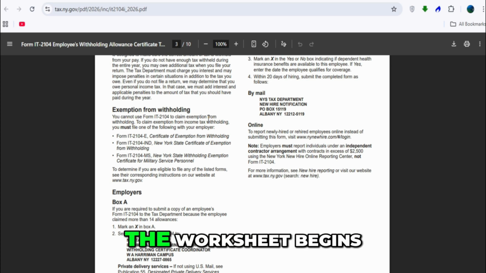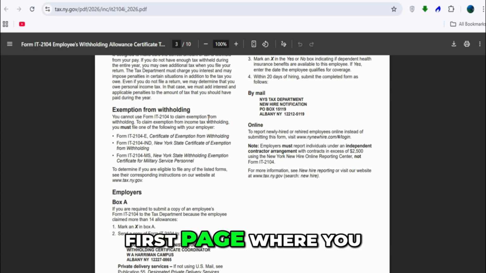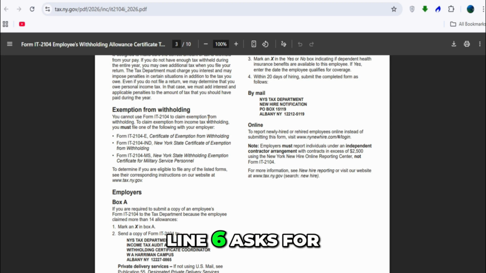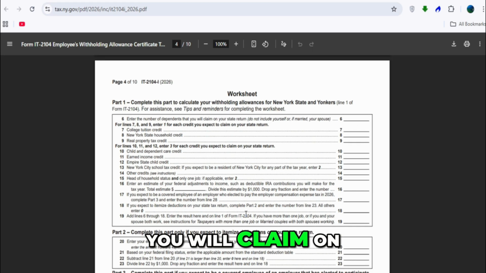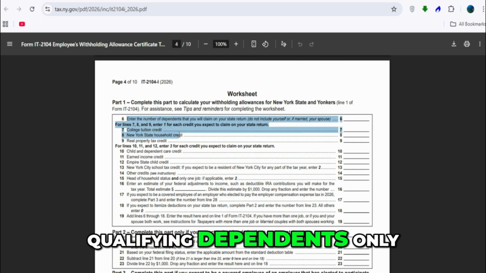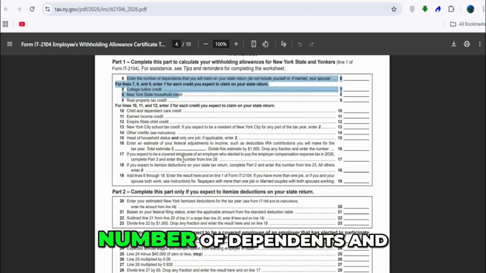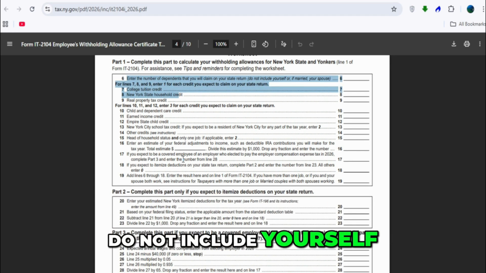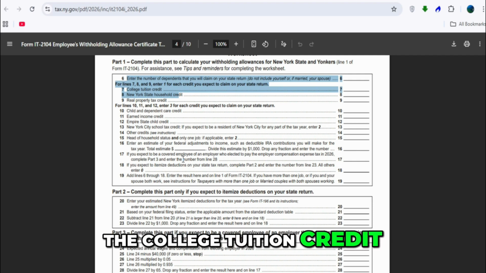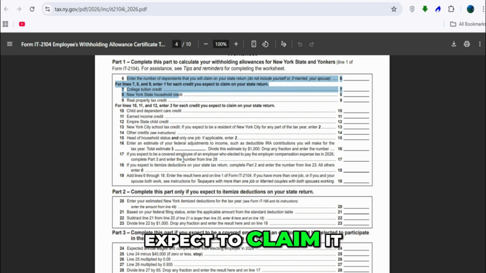Page 4 is where the worksheet begins, and this is the first page where you actually calculate numbers. In part 1, line 6 asks for the number of dependents you will claim on your New York return, which means children or qualifying dependents only. So you put the number of dependents and do not include yourself or your spouse. Line 7 refers to the college tuition credit, which means if you expect to claim it, you put 1, and if not, you put 0.